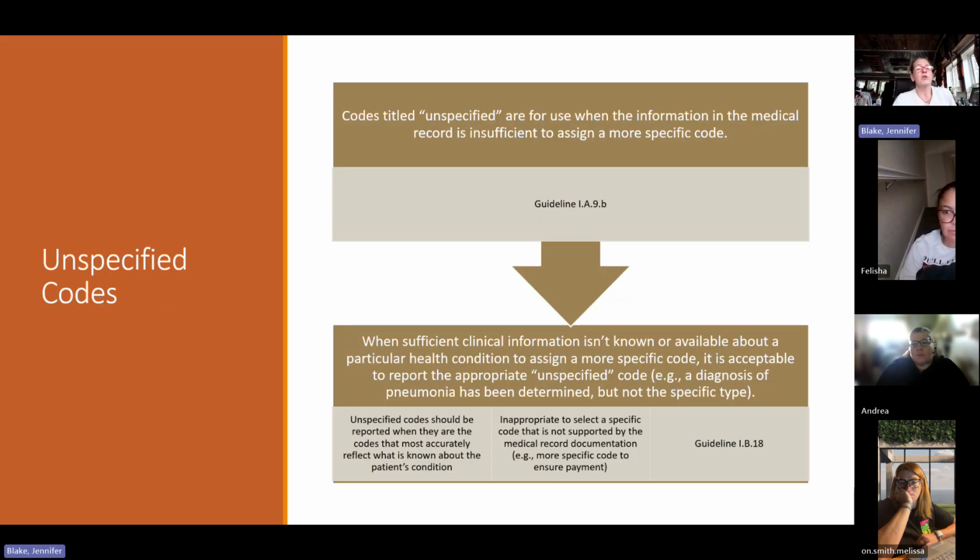Unspecified codes, we really try to stay away from unspecified codes. Why? Because they're not specific, right? So in a few minutes, I'll be talking about querying physicians. A lot of times I query a healthcare provider if they're lacking specificity in their diagnosis, if they're not giving me the information I need.